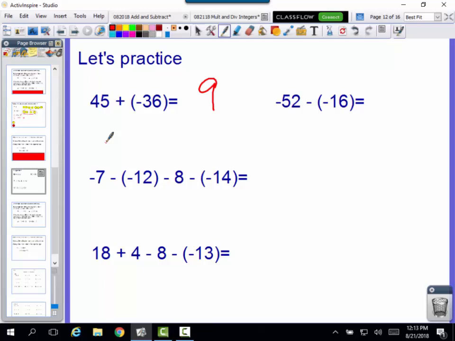Now, if we have a subtraction problem, we're going to leave this first number alone. We're going to change this subtraction to addition, and we're going to change this negative to its opposite. We always have to do a double change there. And then we go back to our addition rules.